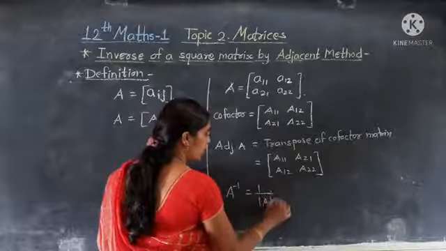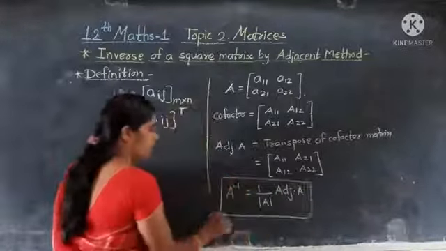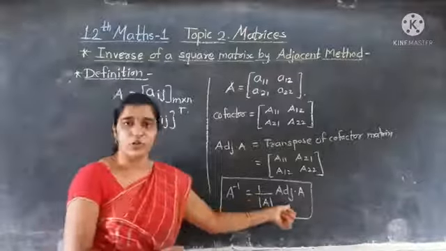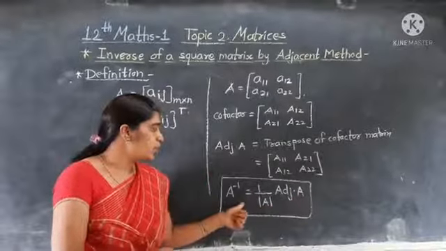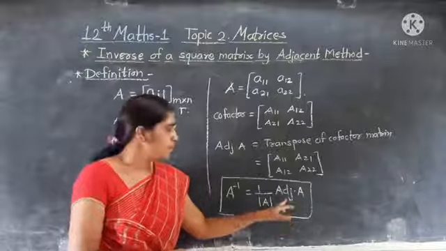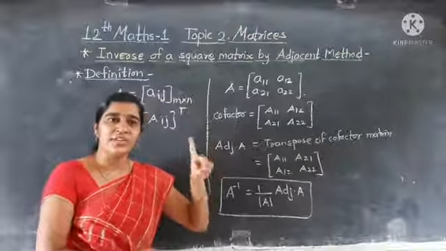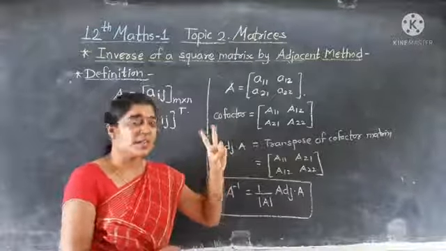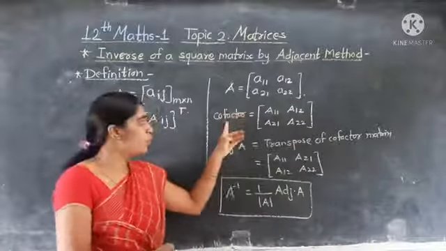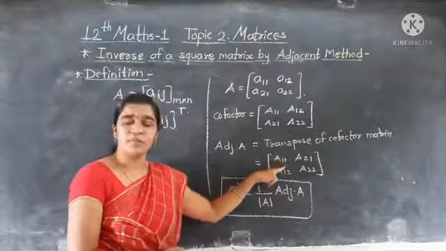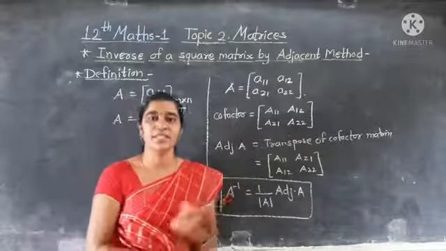And then you find A inverse by using the formula: A inverse is equal to 1 upon determinant A into adjoint of A. This is the formula for finding the inverse by adjoint method, so it is called the adjoint method. So for finding the inverse by adjoint method, first step: you find determinant A. Second step: you find the minors. Third step: you find the cofactors. Fourth step: you write the cofactor matrix and take its transpose as adjoint of A. In this way you can solve examples based on this method.